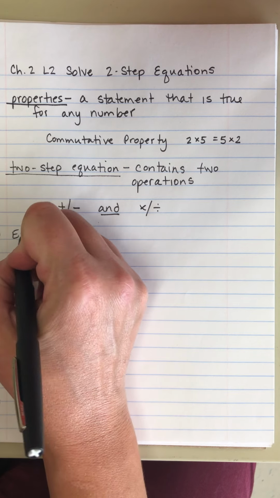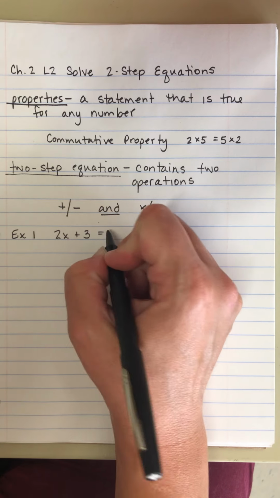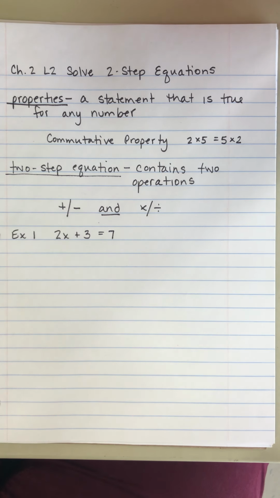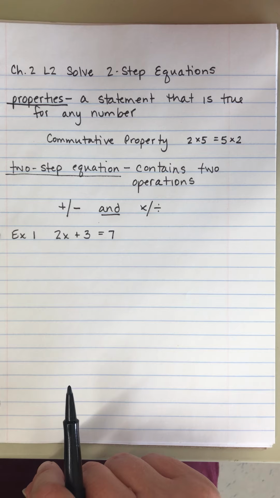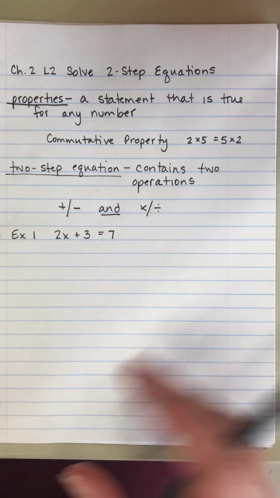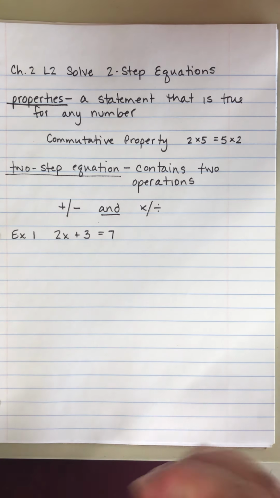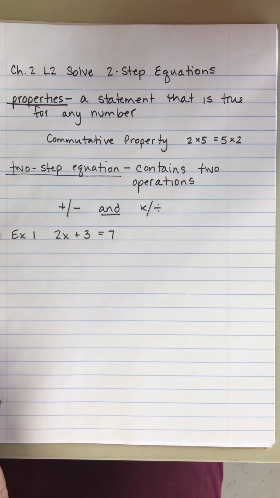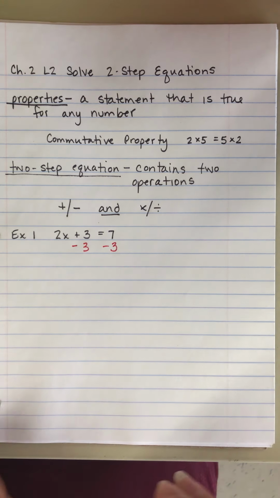Example 1 is 2x plus 3 equals 7. When you solve equations, you want to work in the opposite order in which you would evaluate an expression. So we follow PEMDAS, right? Parentheses, exponents. Well, multiplication, division come before addition and subtraction. When we're undoing them, we undo them in the opposite order. So the first thing that I want to do or undo here is plus 3. Well, the opposite of plus 3 is minus 3. That's the subtraction property of equality.